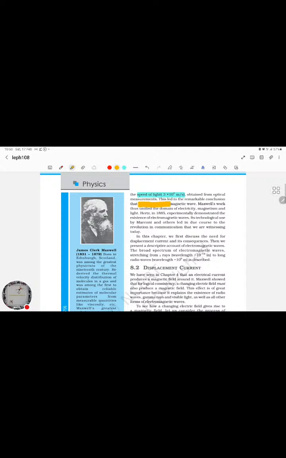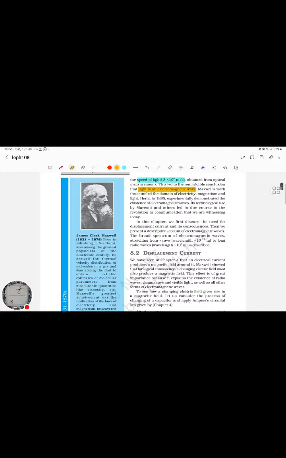Nothing can go faster than light, nothing can even reach equal to the speed of light. If something travels at the speed of light, it must be light itself. So henceforth light is considered to be an electromagnetic wave, they arrive at that conclusion. Maxwell's work thus unified the domain of electricity, magnetism and light. So not only electricity and magnetism, through this particular conclusion he is basically covering all of electricity, magnetism and light. Hertz in 1885 experimentally demonstrated the existence of electromagnetic waves.